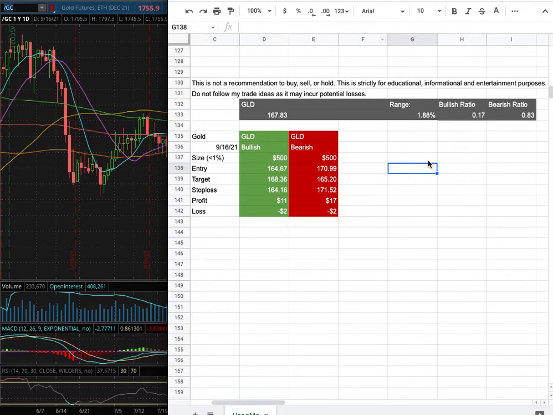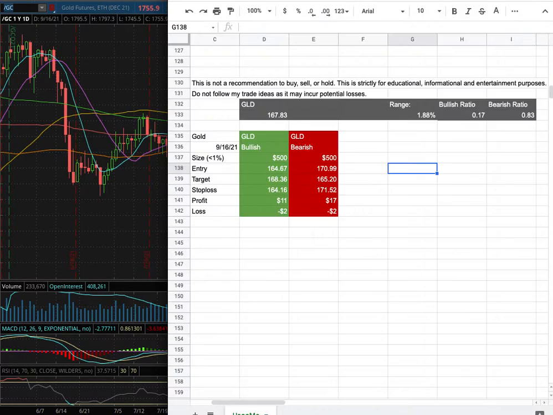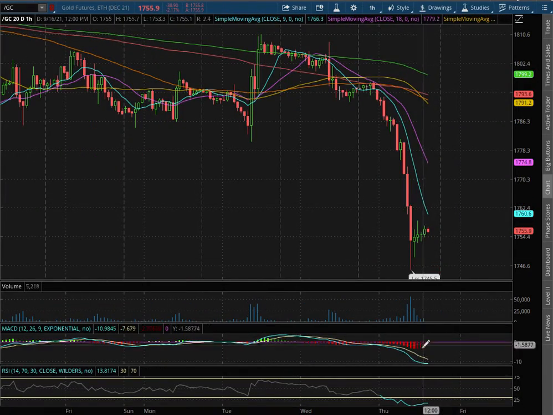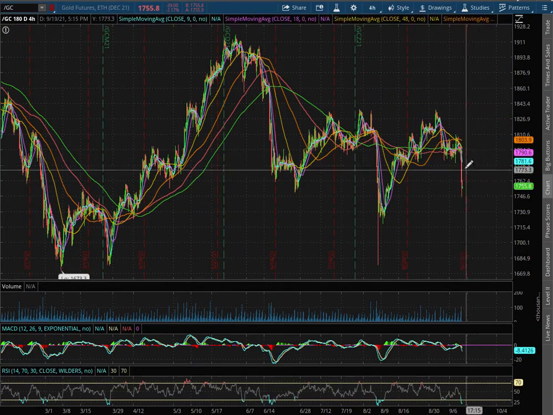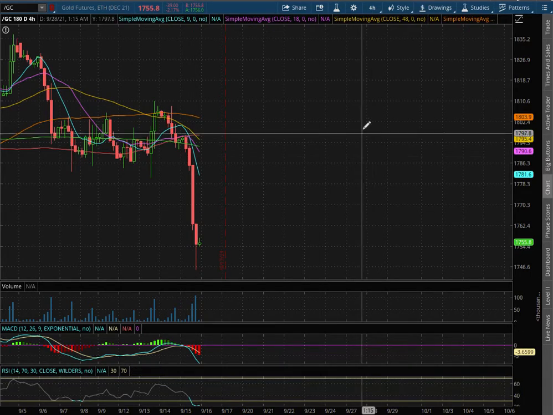In this video, we're going over my trade idea of the week and the day-by-day probability model. So let's start off with the technical analysis on the 1 hour chart. We are in NUGT. We're at oversold levels with the RSI. As with the 4 hour chart, we are in NUGT still and at oversold condition with the RSI.